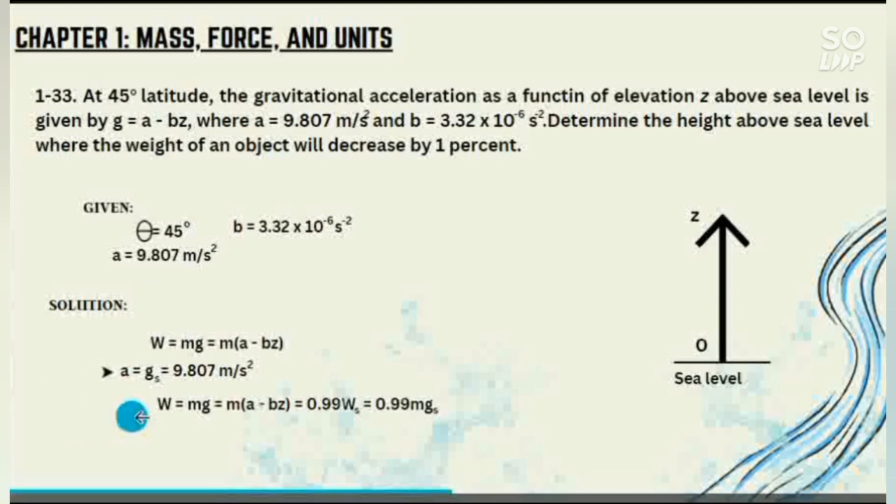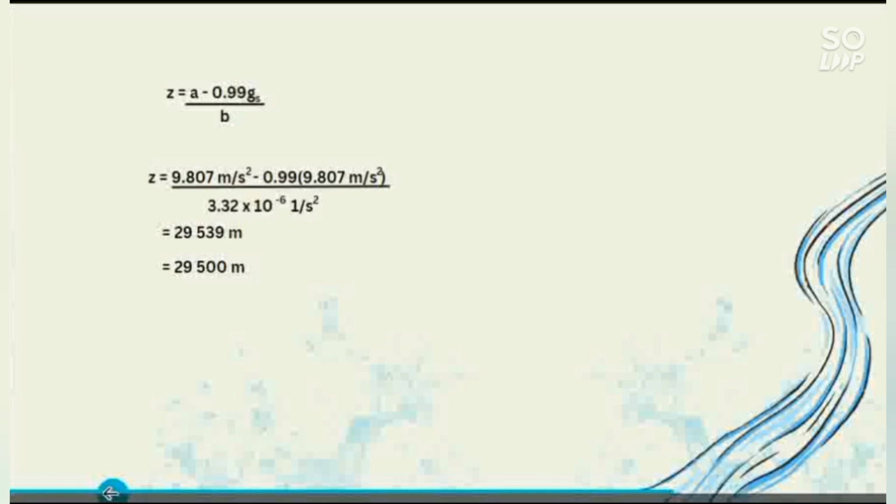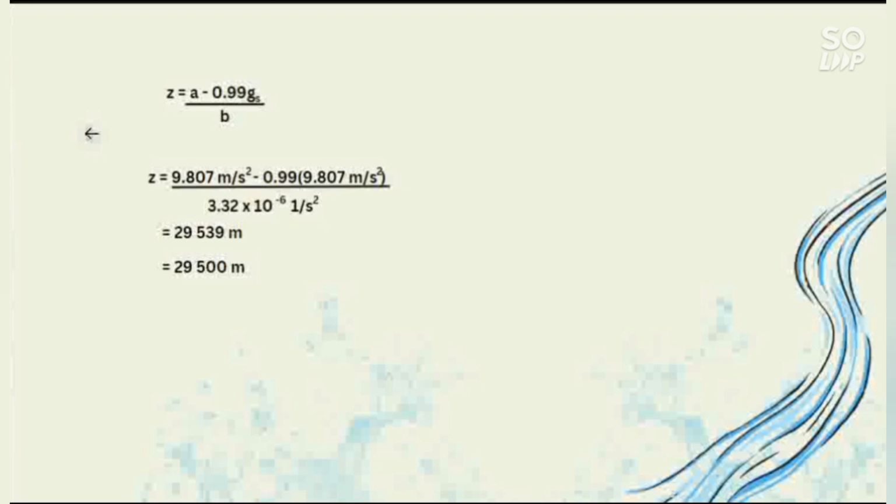In our case, we have weight is equal to mass times gravity is equal to mass times a minus bz is equal to 0.99 weight sub s. That is equal to 0.99 mass times gravity. So here we cancel out mass from both sides of the equation and solve for z, yielding z is equal to a minus 0.99 g sub s over b.